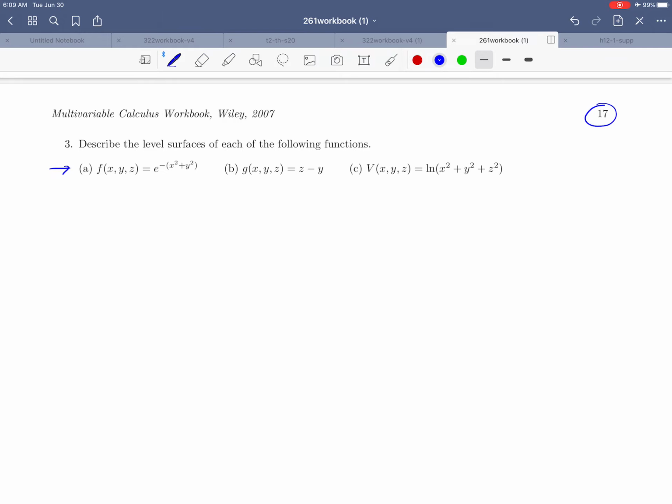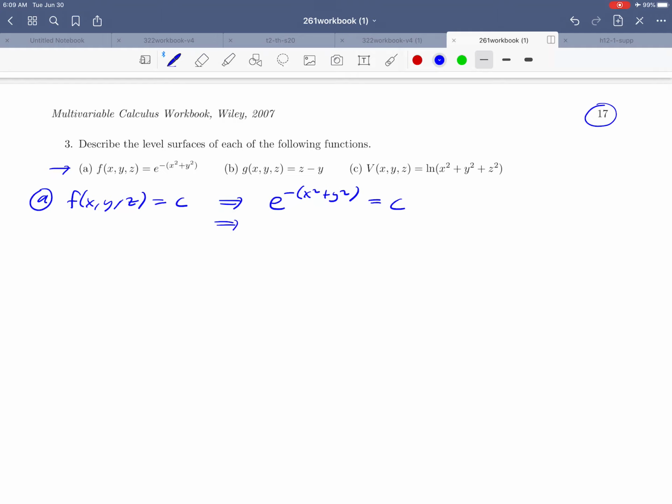So a gives us a function whose formula is f of x, y, z equals e to the negative x squared plus y squared. If we want to analyze its level surfaces, we're going to take the output value, f of x, y, z, and just set it equal to a constant. We'll do the algebra and see if we can figure out what kind of a shape we're looking at here. So our formula looks like e to the minus quantity x squared plus y squared set equal to c. That's kind of an ugly formula, so to discover what we're looking at, we need to do some algebra.